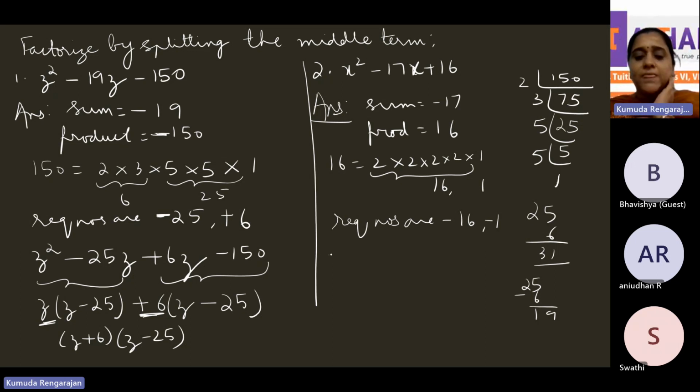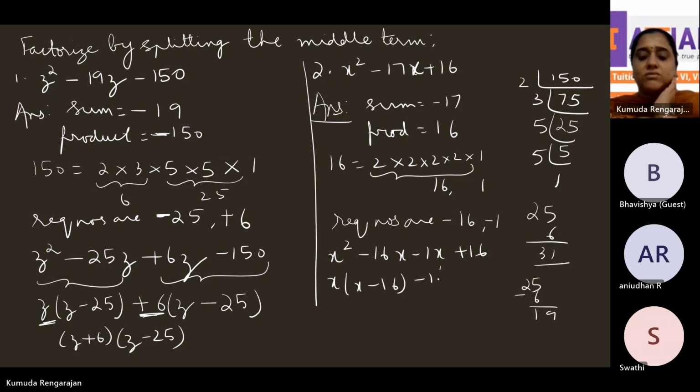Now split the middle term. X square minus 16x minus 1x plus 16. So x is common, x minus 16. X plus 16 you have written.